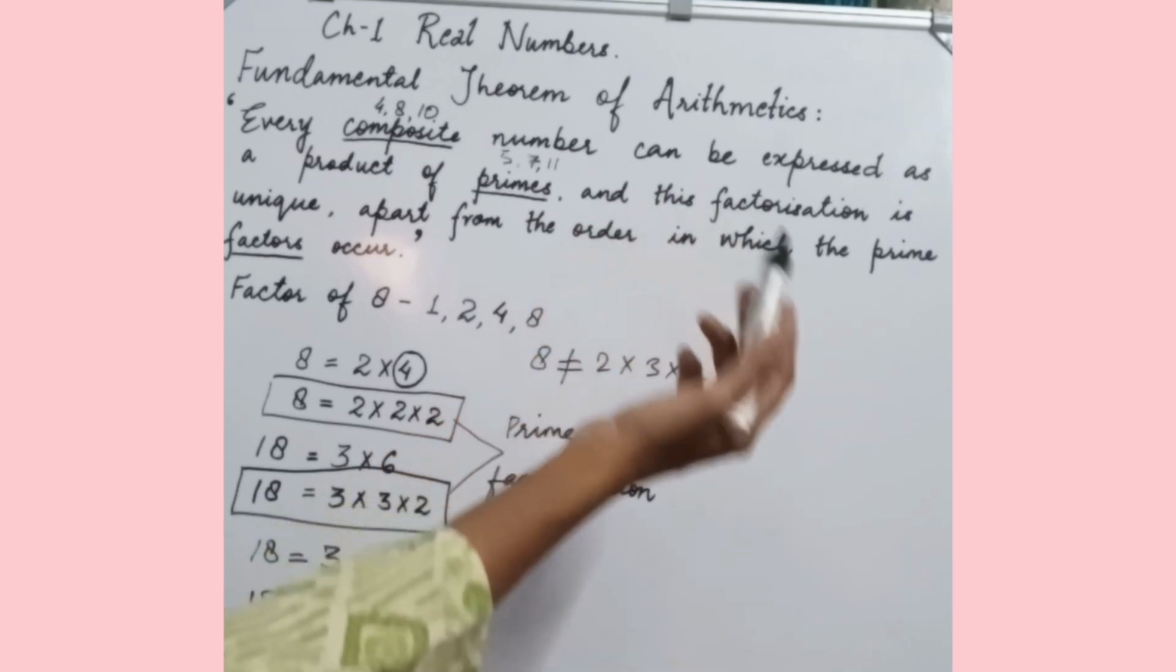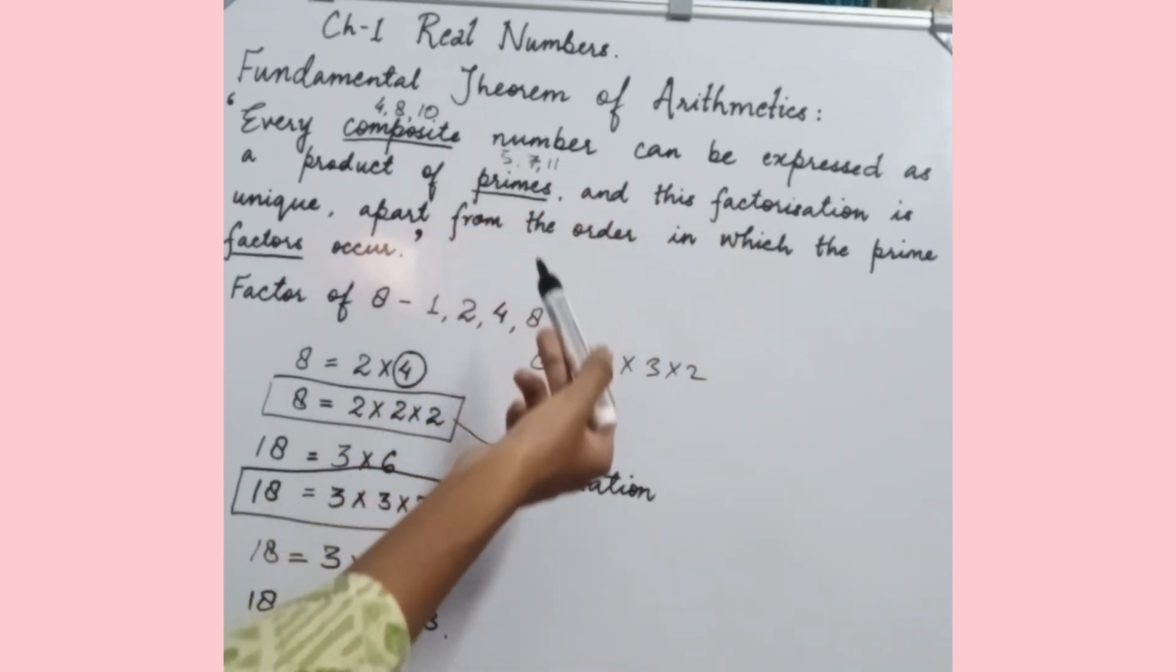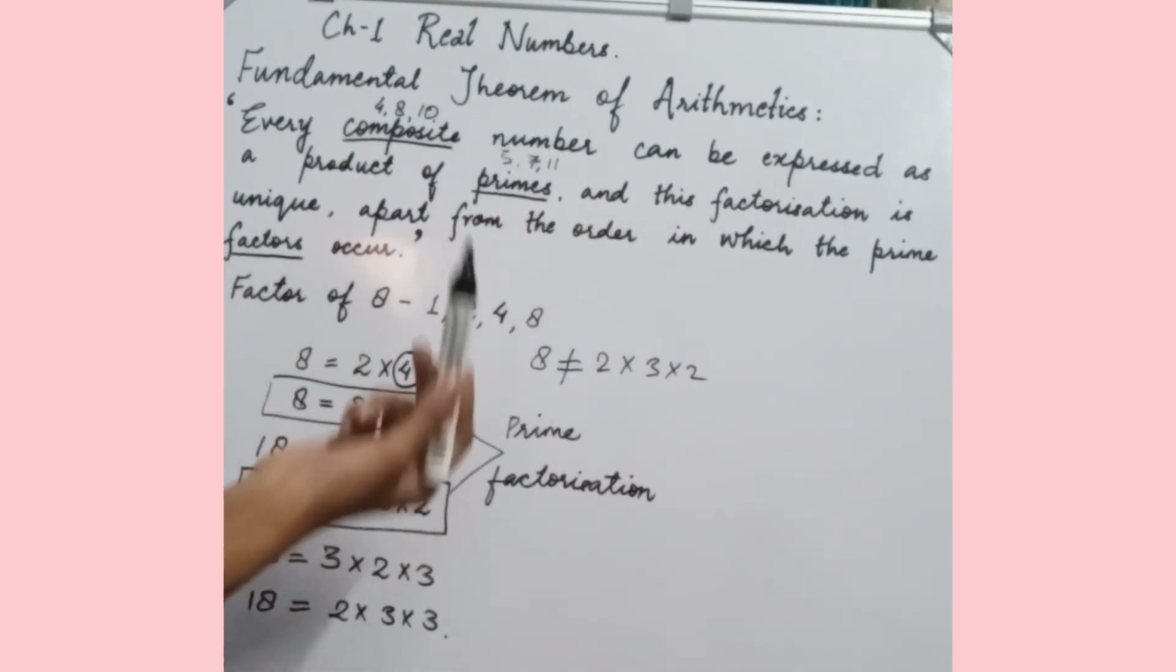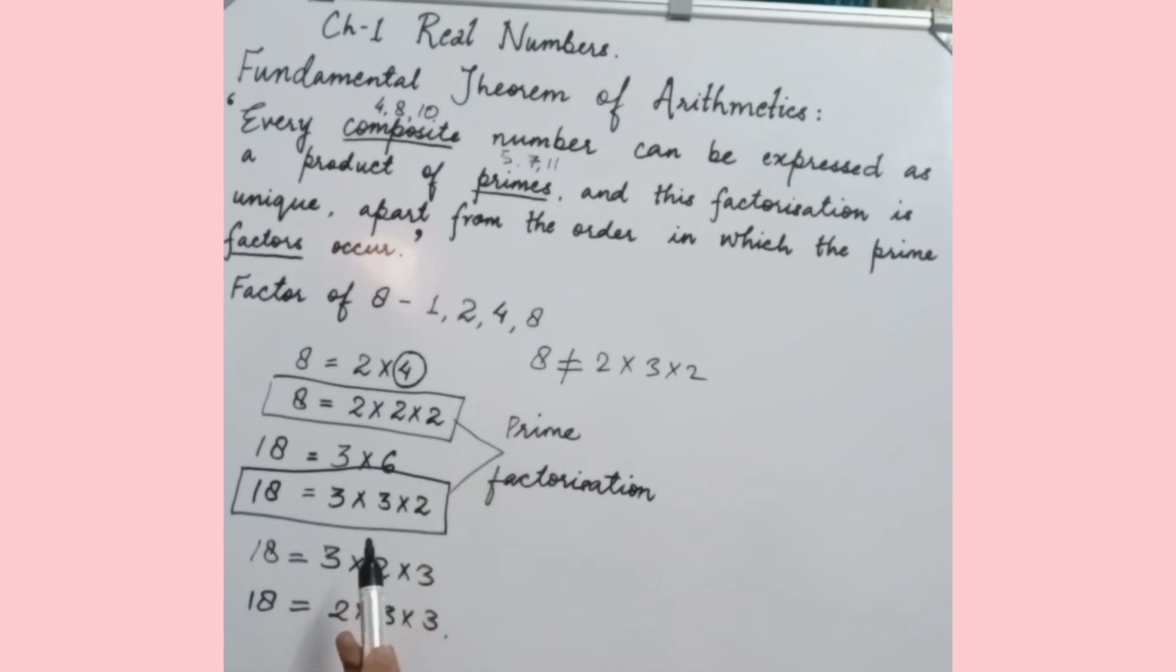So the prime factorization of a composite number is unique except for the order in which the prime factors occur. Means the order can change. This is also the prime factorization. This is also the prime factorization. This is also the prime factorization of the same number 18. We have only changed the order, but we have not changed the prime factors. Okay, just have a careful look at these expressions. So this is what the theorem says.